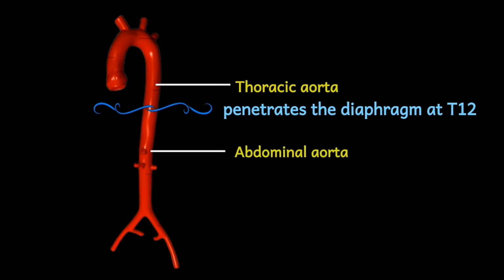Then again, at the level of L4, or at the level of the 4th lumbar vertebra, the abdominal aorta bifurcates into the right and left common iliac arteries. Now, to make things easy for us in determining the blood supply of the various parts of the body, we need to learn the arterial blood supply based on the various regions of the body.